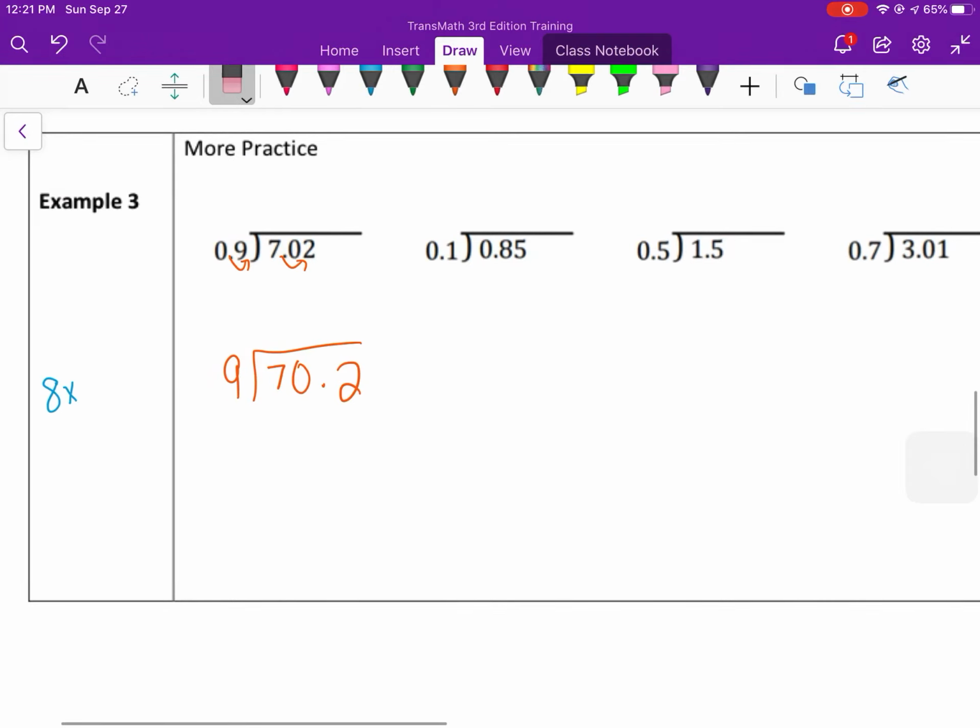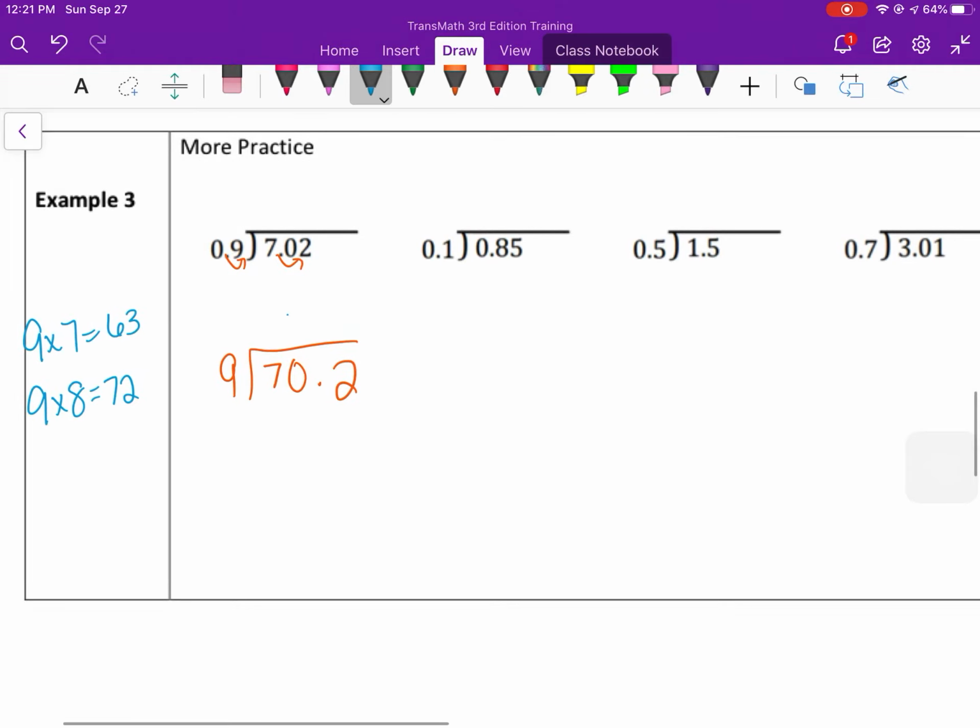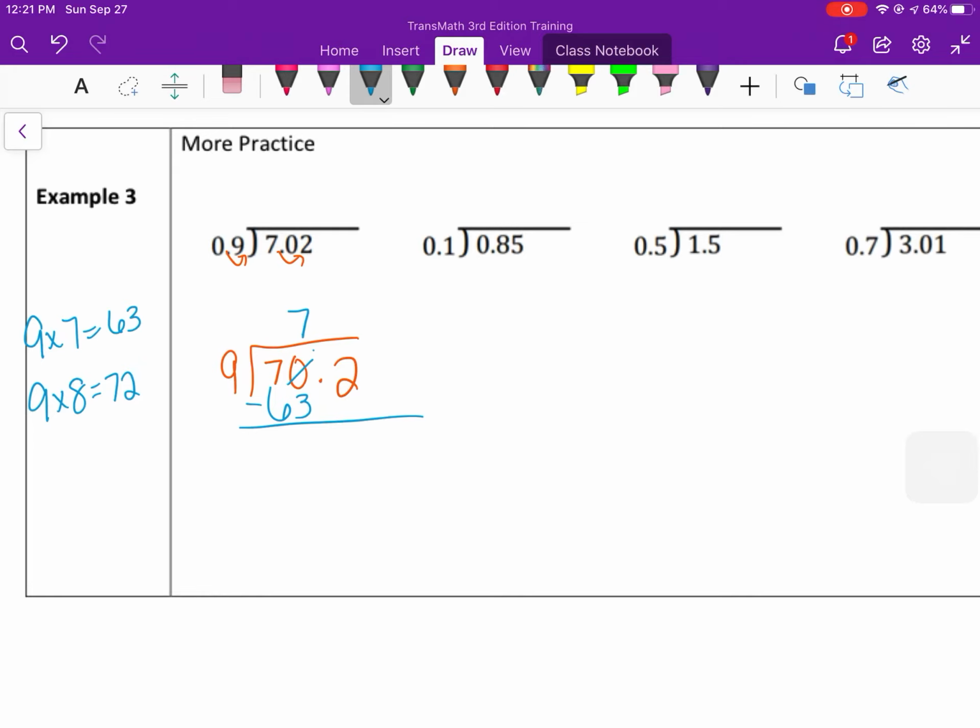Well, I know that 9 times 8 is 72, so that's too many. So 9 times 7 is 63. So it goes in there 7 times. 63, subtract. If I want to subtract here, I'm going to have to borrow. That becomes a 10, and this becomes a 6. 10 minus 3 is 7.